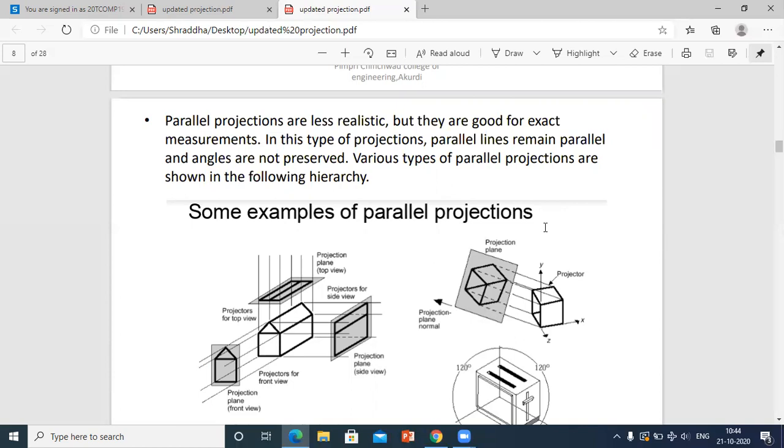In this type of projection, parallel lines remain parallel and angles are not preserved. As I told you, they make certain angles, that is 90 degrees, less than 90 degrees, etc. Various types of parallel projections are shown in the following hierarchy.